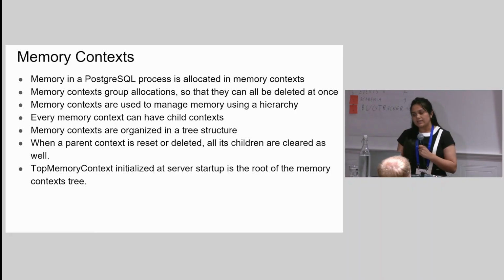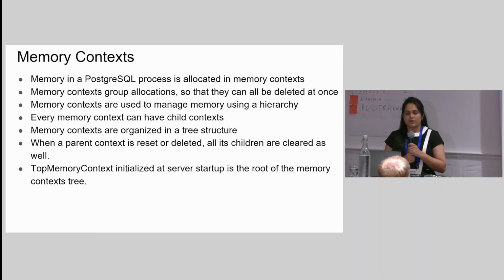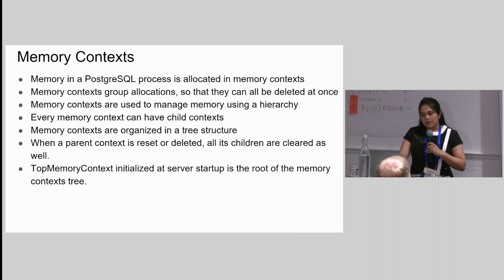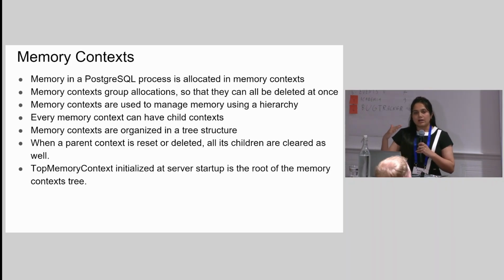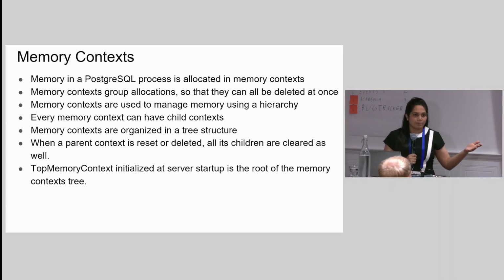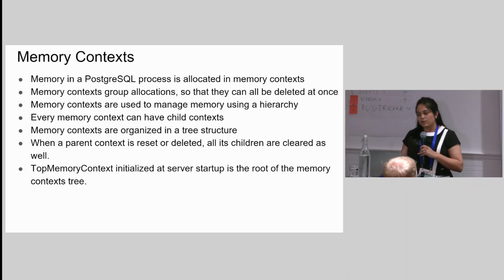A backend can create any number of memory contexts at the time of allocating memory. So whenever a backend wants to allocate memory, it can first go ahead and create a separate context for its allocation. These memory contexts are arranged in a tree-like structure. A memory context can be a child of a particular context, and it itself can have a number of children. When a parent context is deleted, space allocated by all the children is also deleted.